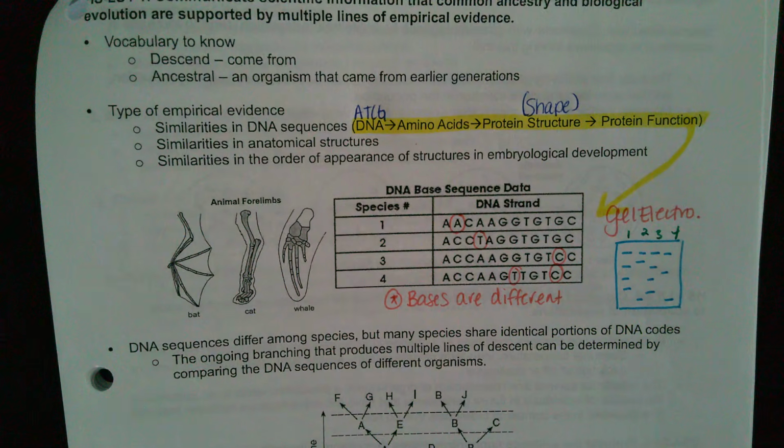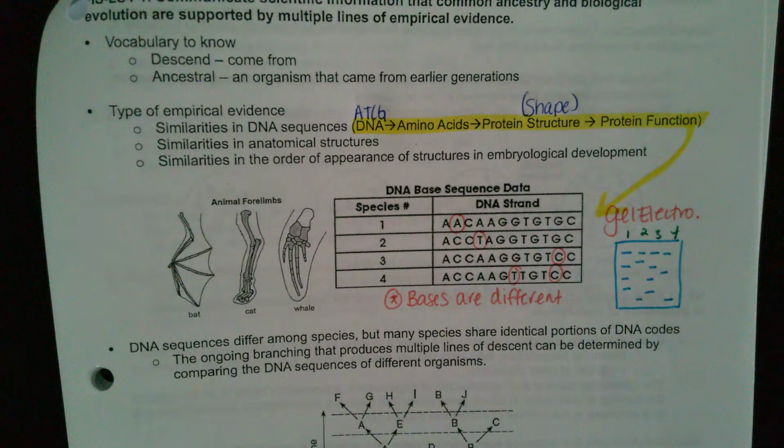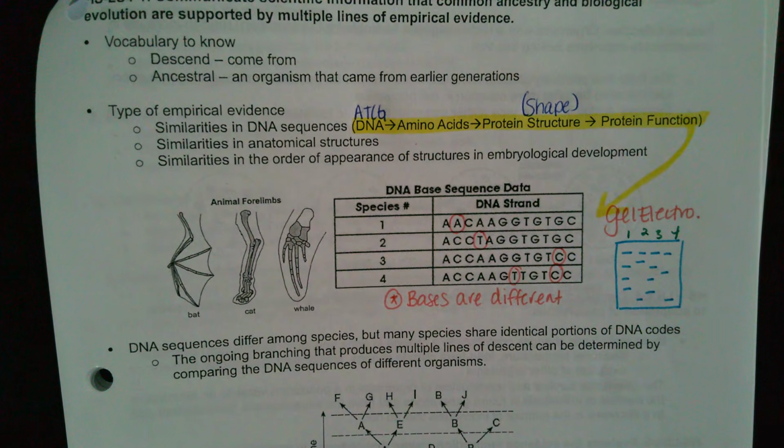So you're going to see how many bands are matching, and whoever has the most bands in common, that would mean that they're most closely related. Now keep in mind those bands represent tiny segments of DNA. That means that they have the same genetic code within those little sequences.